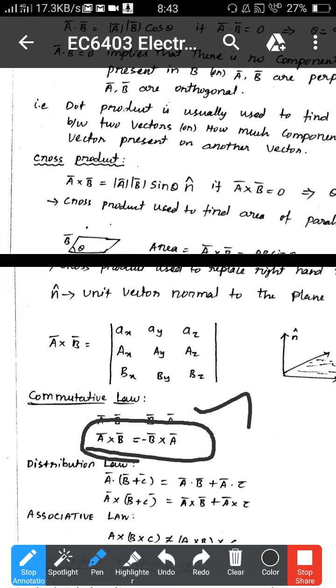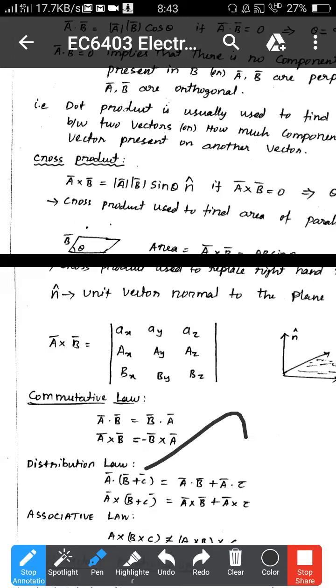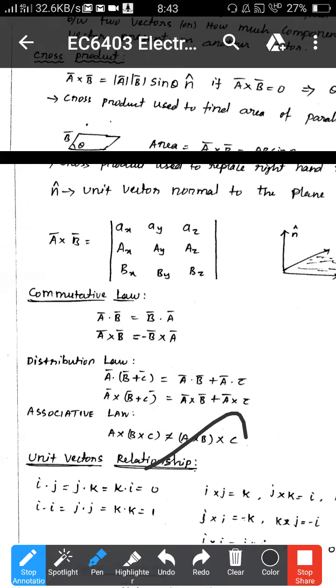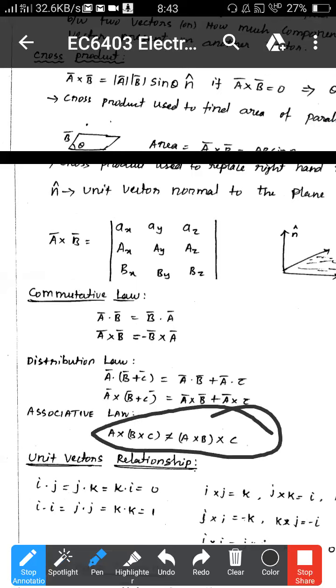That's why A cross B is equal to minus B cross A. Again, the distributive law is given, and the associative law is given. Please note down that vectors do not satisfy the associative law. What do you mean by the associative law? Whenever there are three vectors, please note it down in your notes. Generally, you will have a confusion between the commutative law and the associative law.